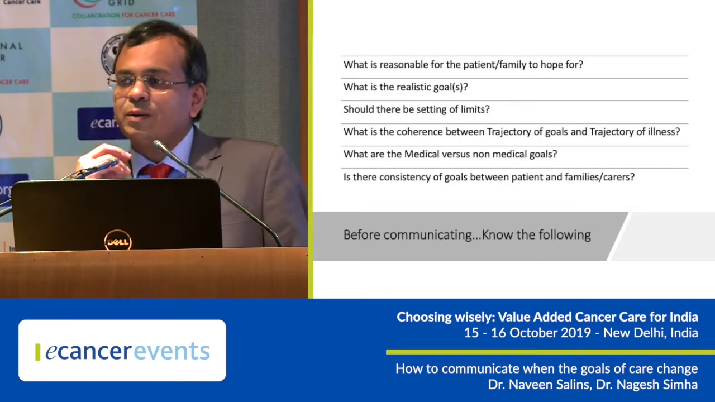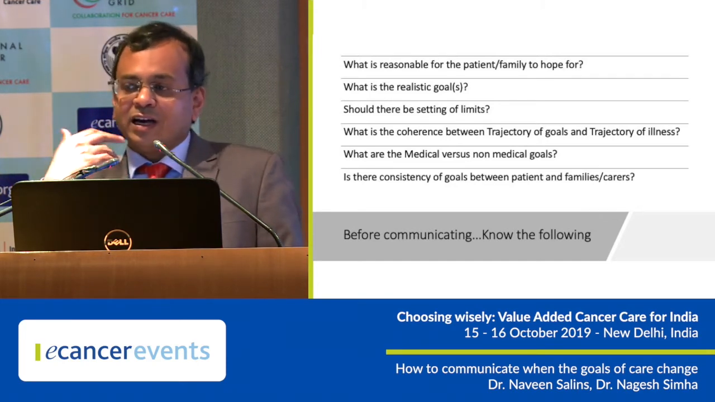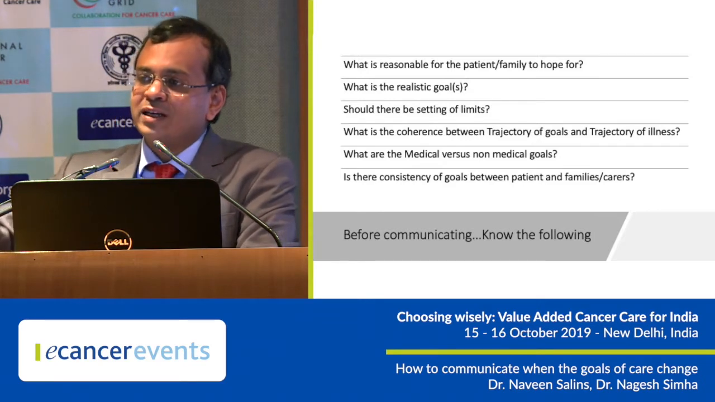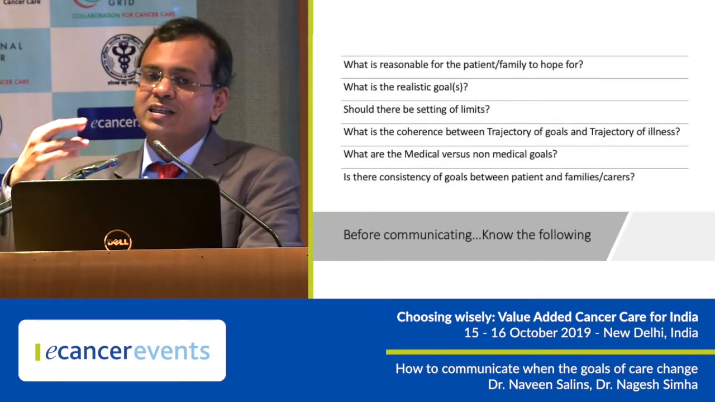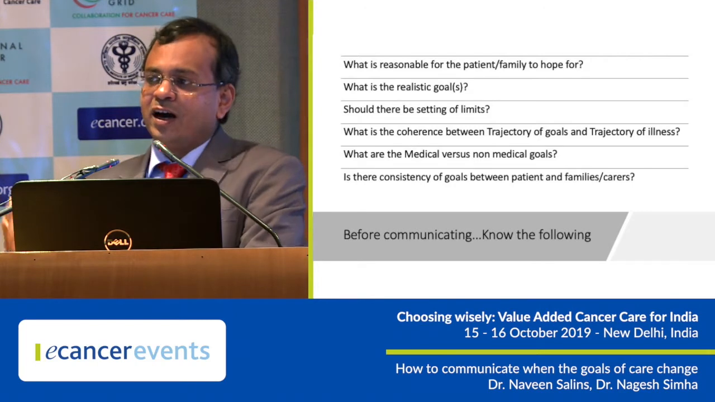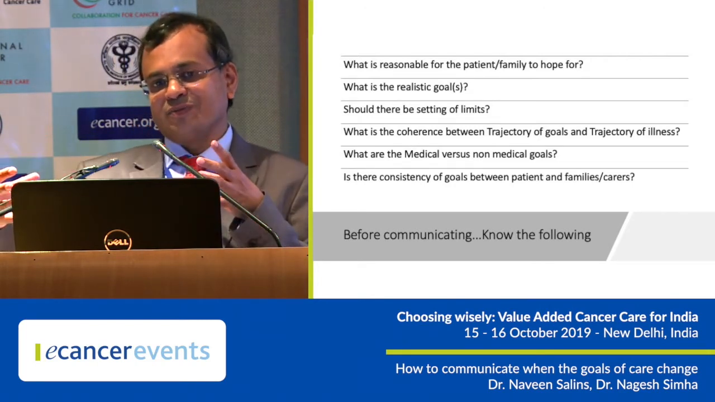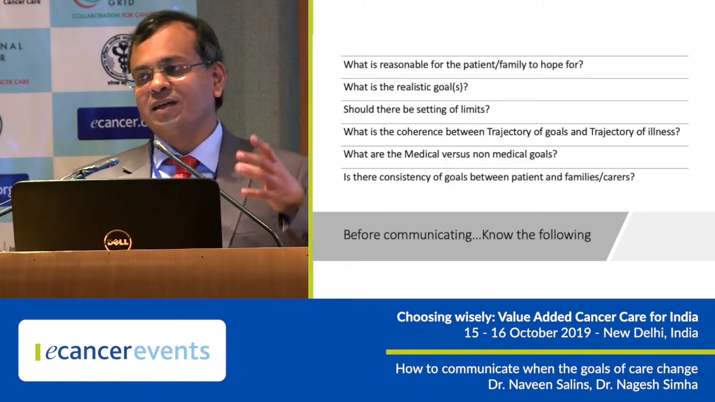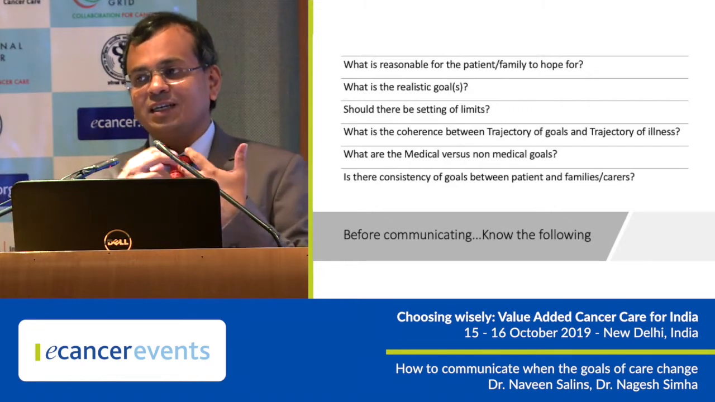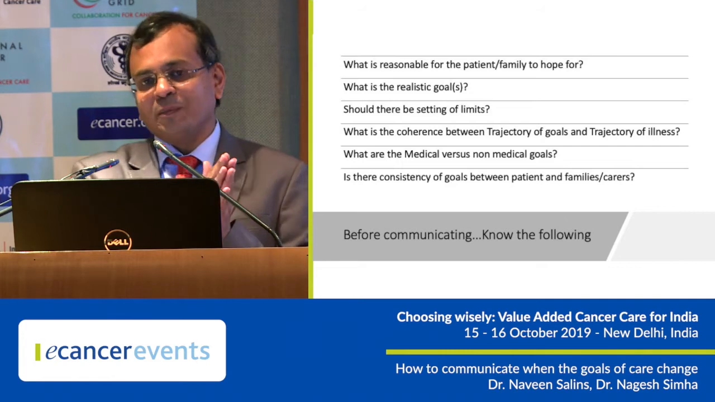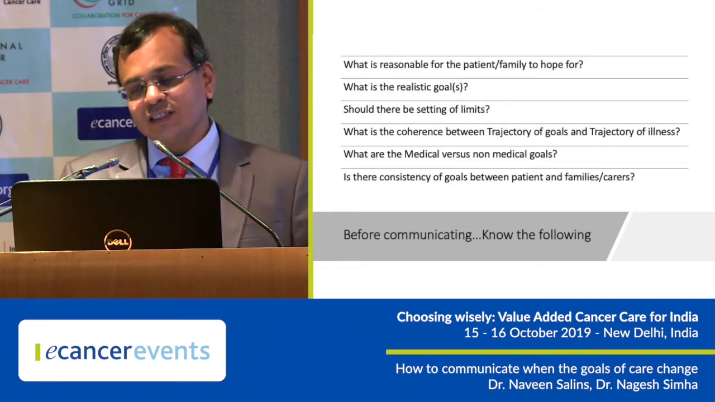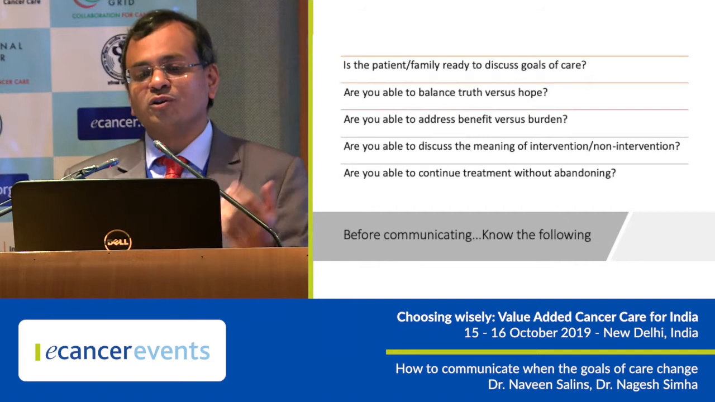Because it's not just the medical treatment, isn't it? People have a life beyond their illness. What are the things that they want to do in their life? And how will your treatment impact the person's life? So you need to balance both the medical and the non-medical. And is there consistency of goals between the patient and the family member? These are some of the things you should know before you start.